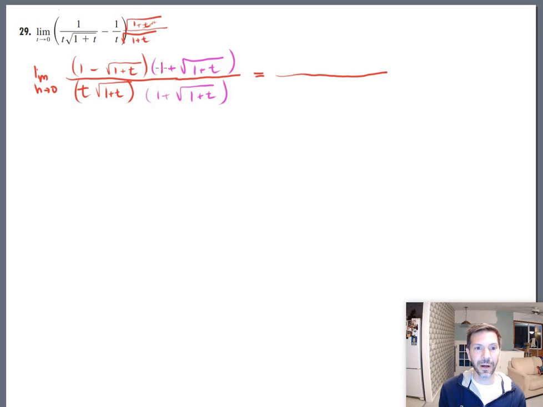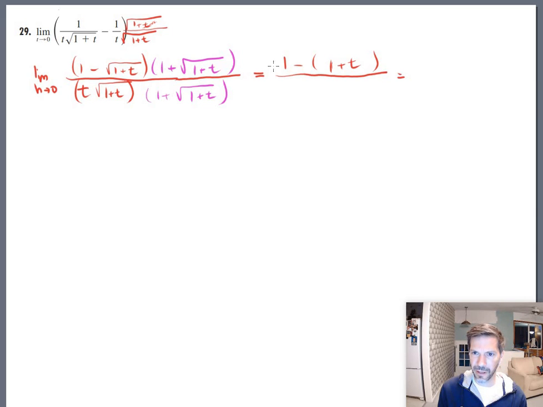So on the top, first, outer, inner, last, or box, 1 times 1 is 1. The inner and the outer part of the multiplication always cancel. That's how conjugates work. So notice we get a negative square root of 1 plus t times 1 and a positive square root of 1 plus t times 1. Those two cancel. The last thing we get is a negative times a positive, so it'll be negative square root of 1 plus t times square root of 1 plus t. The square root of anything times itself removes the square root, and you just end up with 1 plus t.